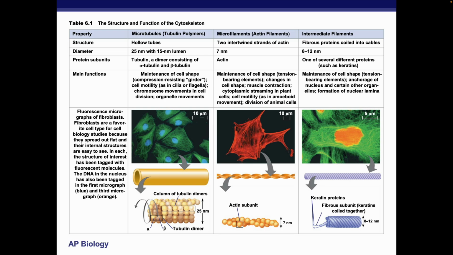Microfilaments include actin. Actin's main function is muscle contraction, which is very important. Also maintenance of cell shape, and cytoplasmic streaming is pretty important too. Finally, intermediate filaments include proteins like keratin. They anchor the nucleus and form the nuclear lamina. Know that microtubules are the widest and biggest, while microfilaments are the smallest and intermediate filaments are in the middle.